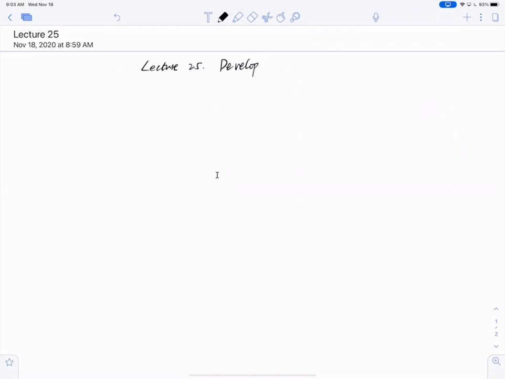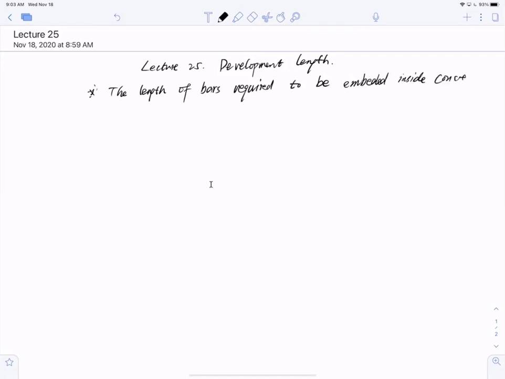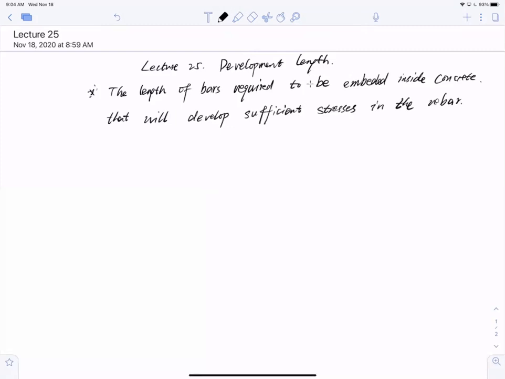Now, the definition of development length means that it's the length of bars required to be embedded inside concrete that will develop sufficient stresses in a bar. That is the definition of development length.